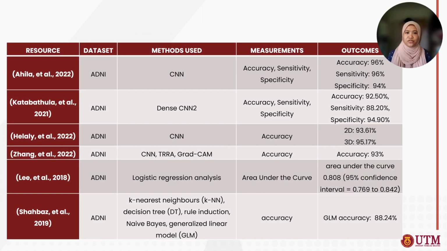Shown is the summary of recent research done, all of which obtained the dataset from the ADNI database. They are using different methods, which are both machine learning and deep learning methods. As for the measurement, accuracy is the common performance measurement that is used, resulting in high accuracy for detection of AD.